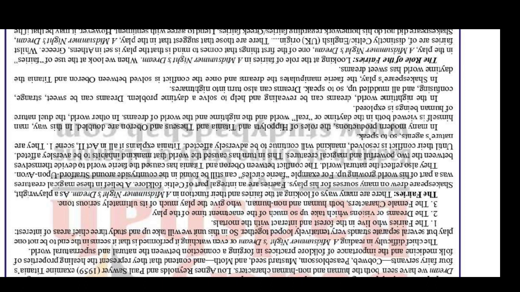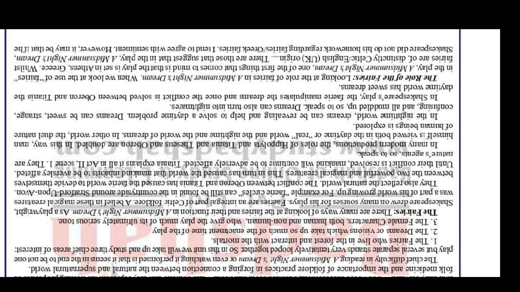In A Midsummer Night's Dream, we see both human and non-human characters. Angus Reynolds and Paul Sawyer, 1959, examine Titania's four fairy servants, Cobweb, Peaseblossom, Mustardseed, and Moth, and contend that they represent the healing properties of folk medicine and the importance of folk practice in forging a connection between the natural and supernatural world.